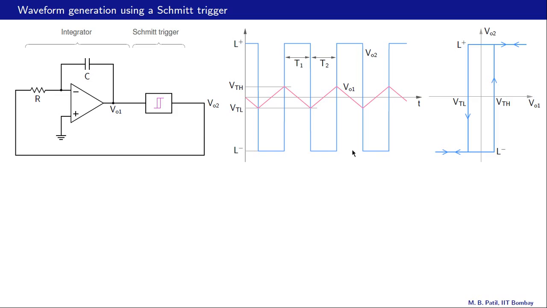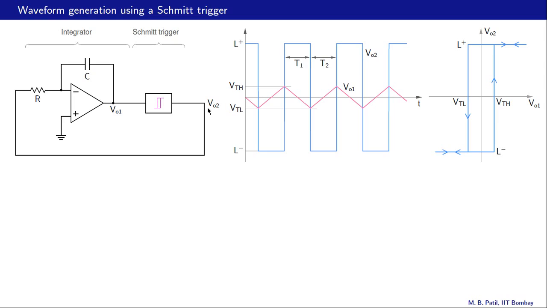The VO versus VI relationship for the Schmitt trigger is shown here. It's a non-inverting Schmitt trigger. VTH and VTL are the tripping points, and L plus and L minus are the high and low output voltage levels. This axis is the output of the Schmitt trigger, and in this case it is VO2, and this axis is the input of the Schmitt trigger, and in this case it is VO1.